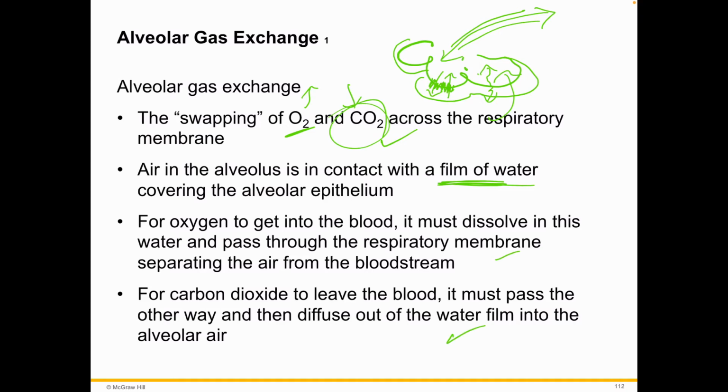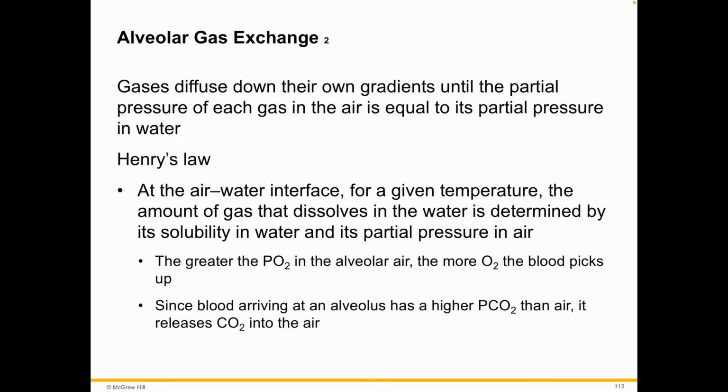Okay, next. So gases are going to be diffusing down their own gradients, as we looked at, until the partial pressure of each gas is equal to the partial pressure in water. So equilibrium is what we're looking for. But there's this thing about water and air, and we call it Henry's law. Right where air and water interface, there's stable temperature. Remember, if there is higher temperature, it adds energy into the system and it changes how much the molecules will want to move.